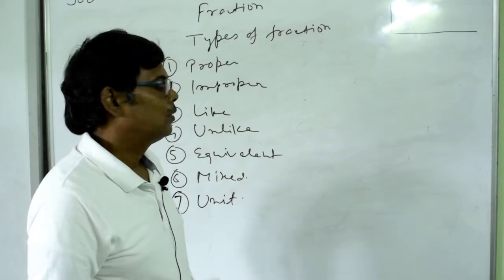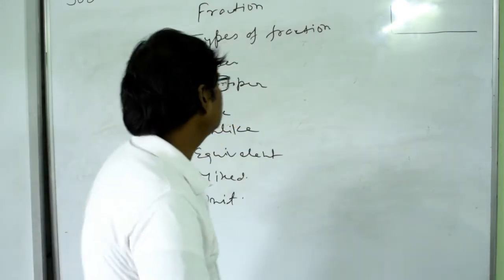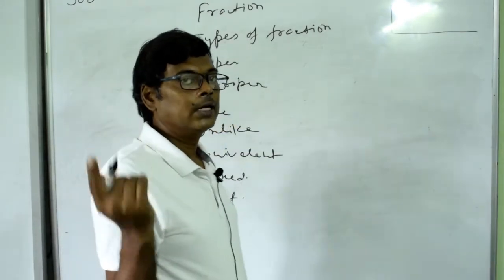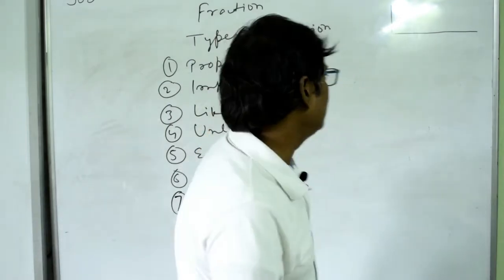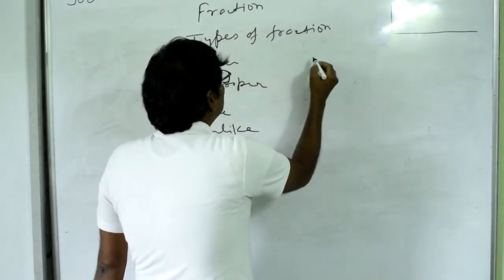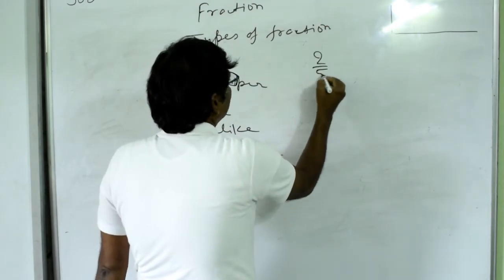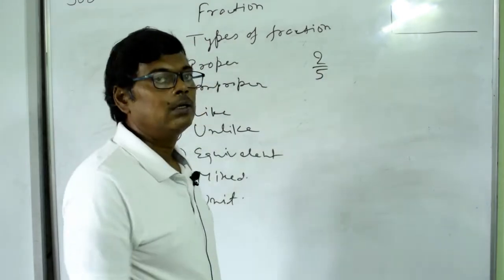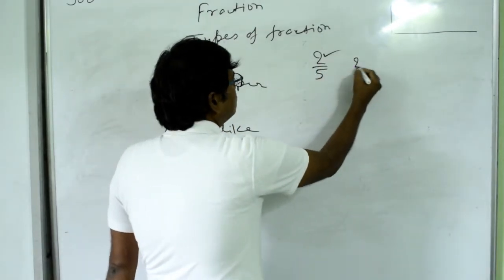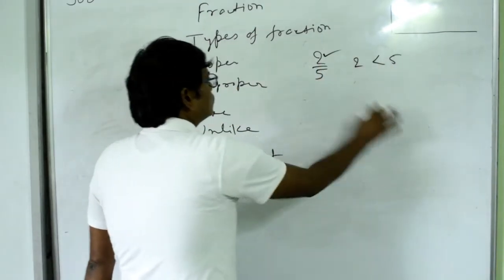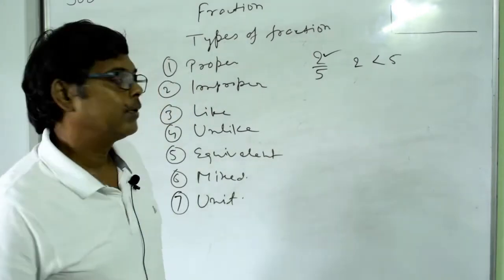So what is a proper fraction? A proper fraction means that in a fraction the numerator is less than the denominator. An example of a proper fraction is 2 by 5. Here 2 by 5 is a proper fraction because the numerator 2 is less than 5. So this type of fraction is called a proper fraction.